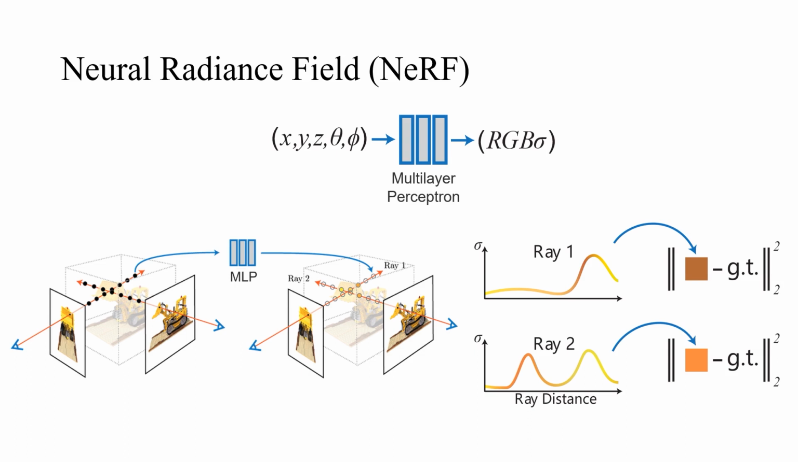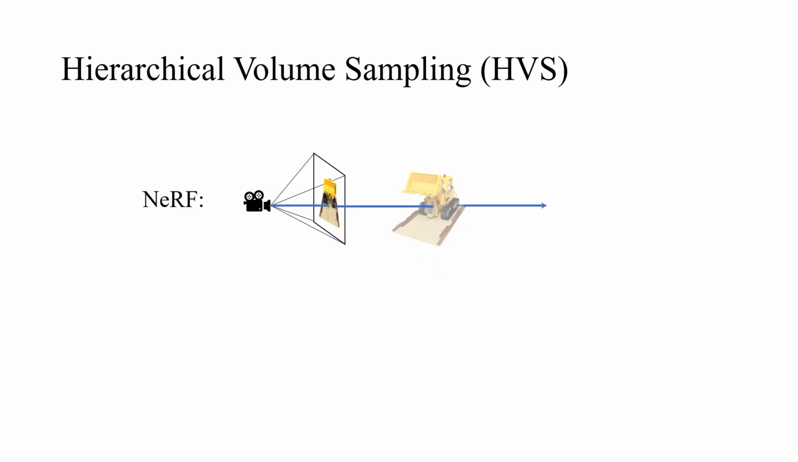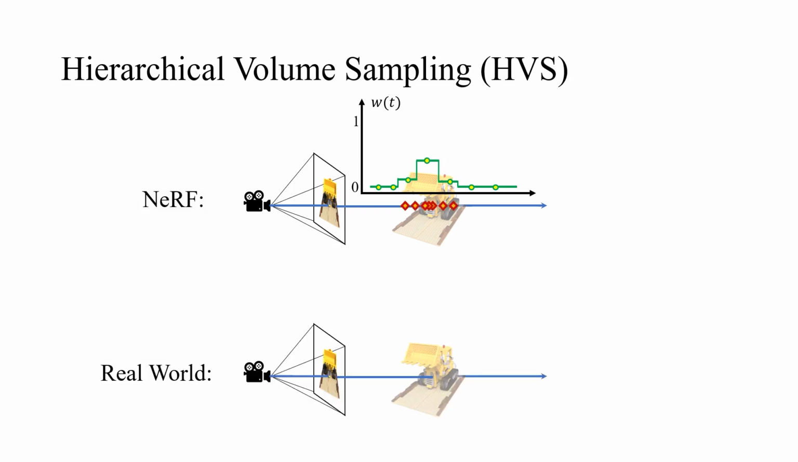When deciding where to sample along each ray, NeRF employs a coarse-to-fine strategy called hierarchical volume sampling, HVS. It starts with uniformly sampled points along the ray. Using these, it generates a piecewise constant color weight function, WT, and normalizes this as a PDF to guide further sampling. However, real-world rendering often demands more precision, focusing sampling precisely on the surface.